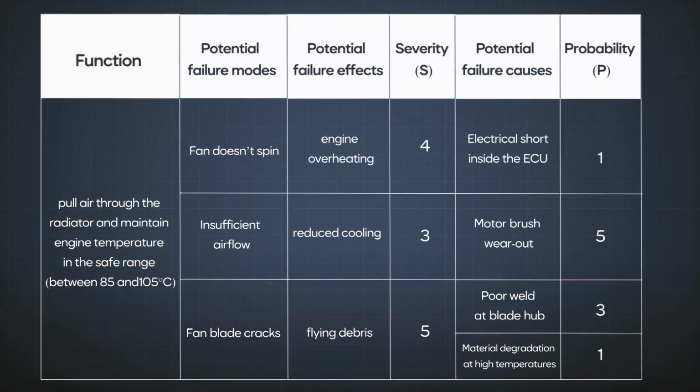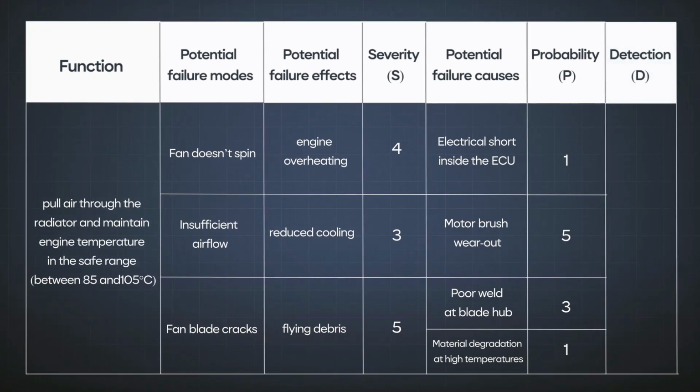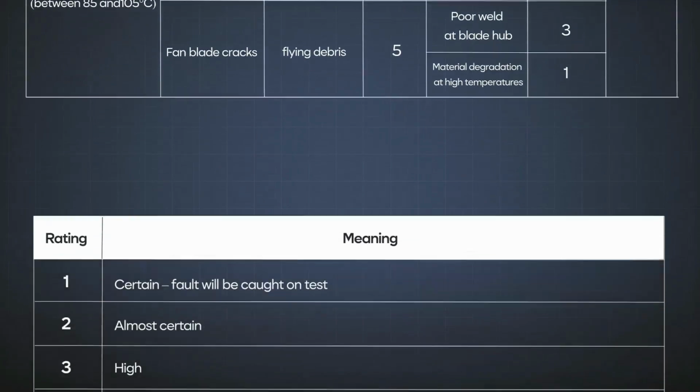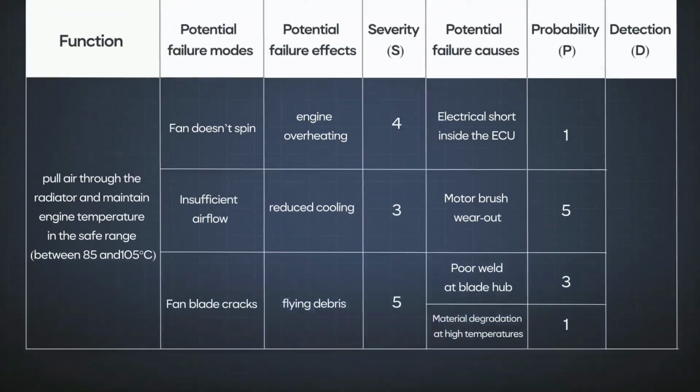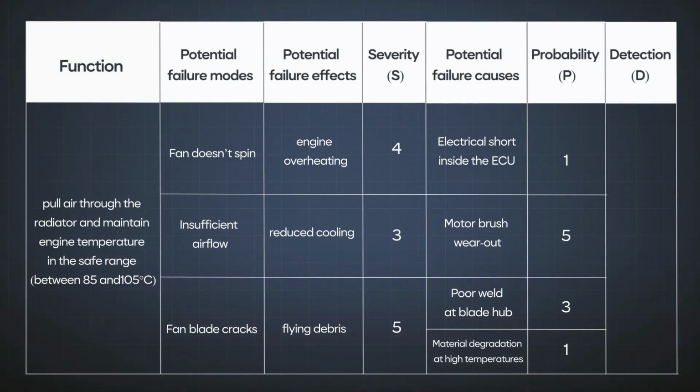Now we move to the next step, the detection. In this step we have a look at the method by which a failure is detected, and if the failure is detectable or not. The detection is rated from 1 to 6, where 1 is certain and 6 is undetectable. So we add the detection score in the FMEA sheet as follows. Motor brush wear is low detection, so we should give it 5. Electrical shorts are certain, so 1. The poor welding is moderate, so 4. And the material degradation is almost certain, so it takes 2.